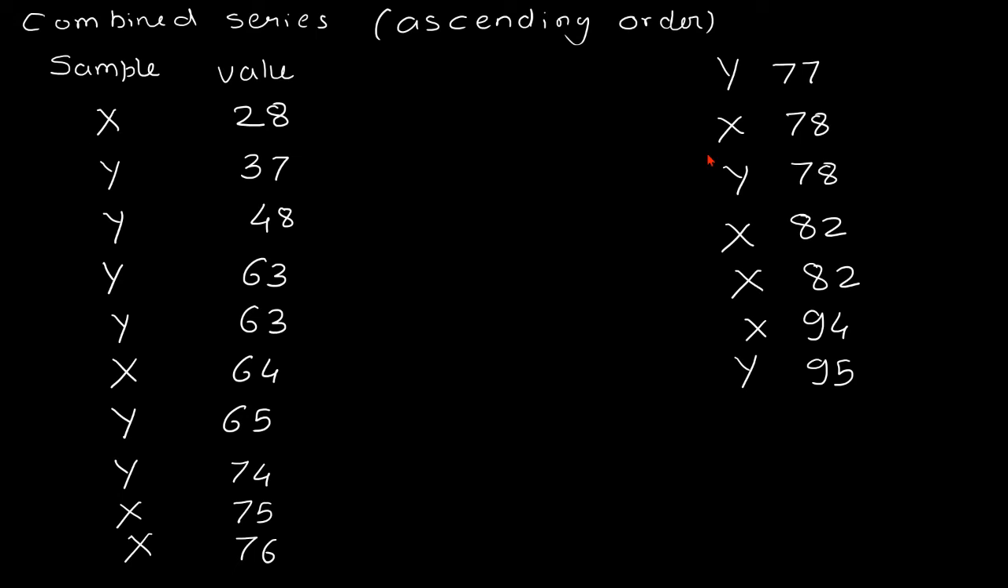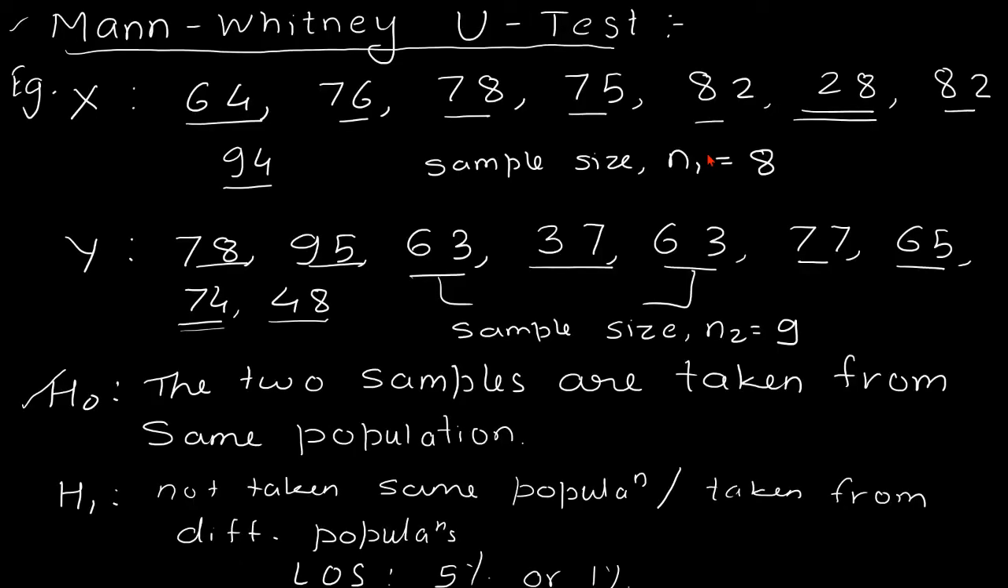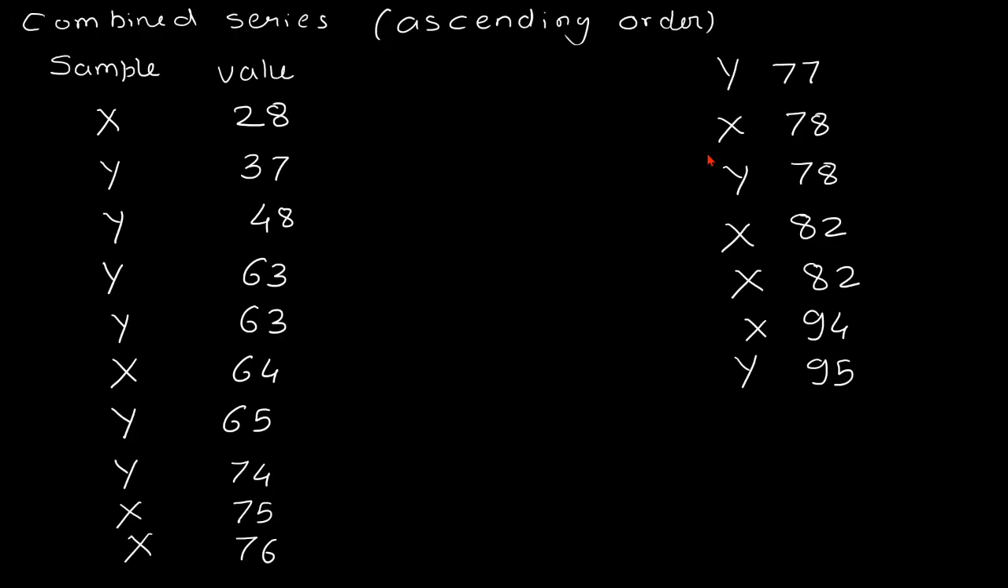So this has been done. That was my first step of the problem, after writing H naught, H1, etc. The first step is writing all the values collected from both the samples in ascending order.